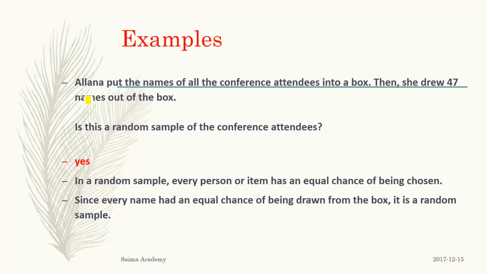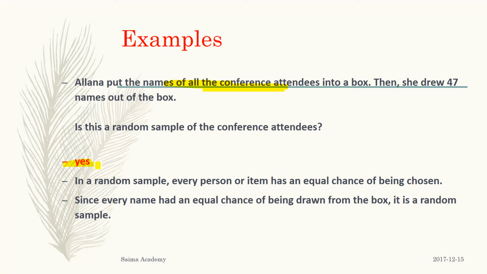The first example is, suppose Elena put the names of all the conference attendees into a box. Then she drew 47 names out of the box. You have to be careful here, because each and every person has an equal chance. Is this a random sample of the conference attendees? The answer is yes.